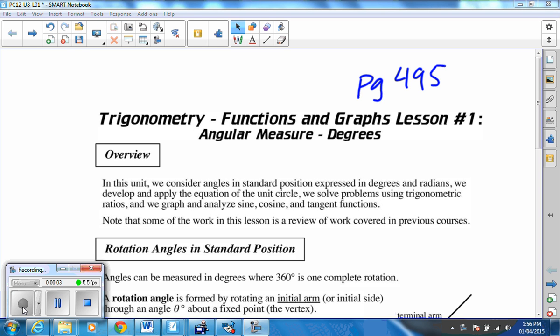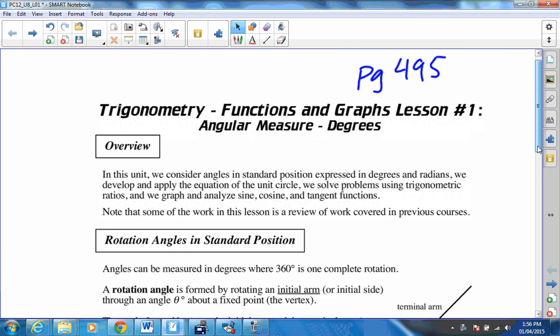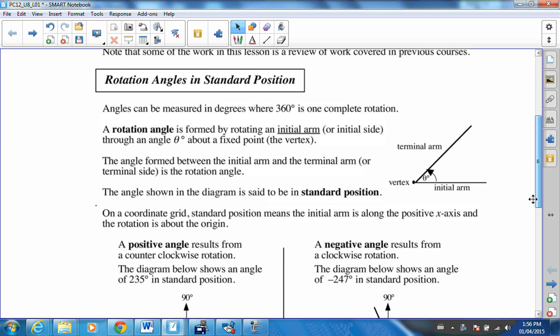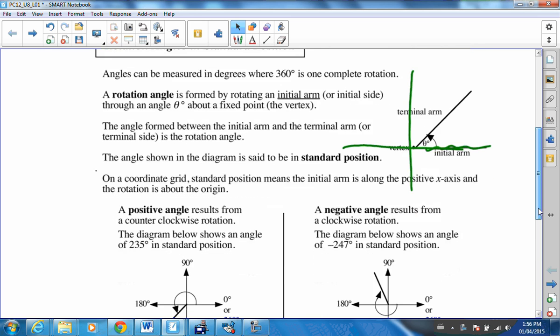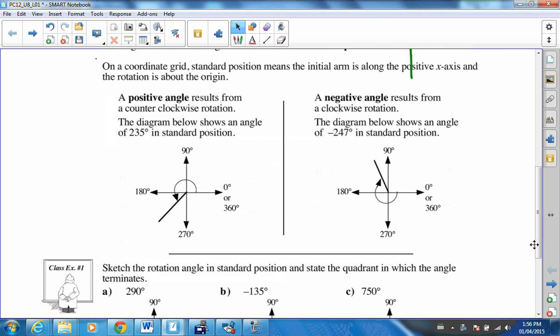All right, so this is going through lesson 1, angular measure, degrees. Rotation angles in a standard position. This is basically a review of Math 20-1, but we have this idea that we can put angles in a standard position where the initial arm is right on the axis, and then the terminal arm is somewhere else from there. A positive angle is if you go around in a counterclockwise direction, like so, and a negative angle goes around in a clockwise direction, like so.